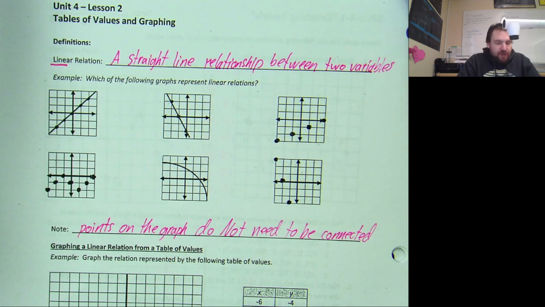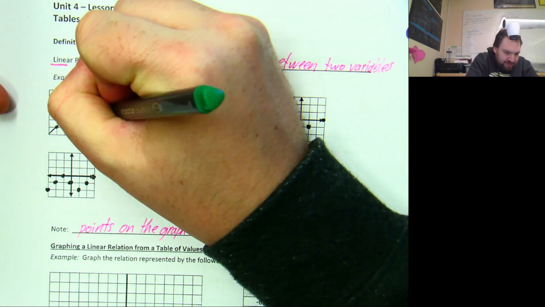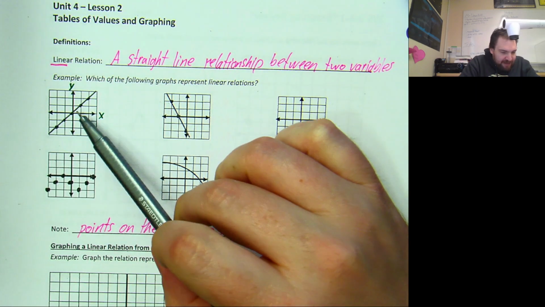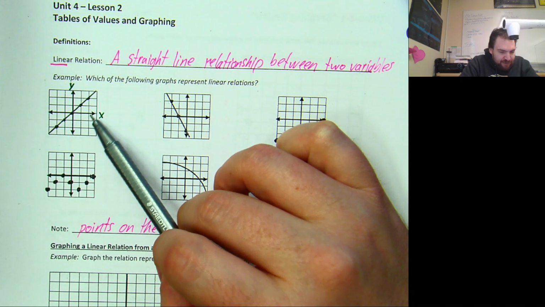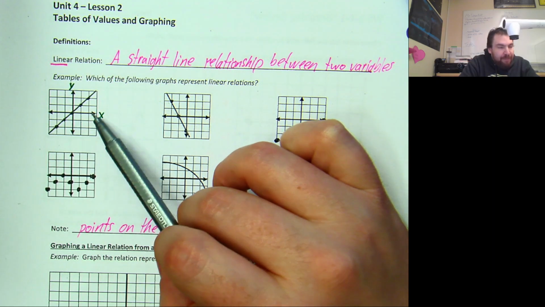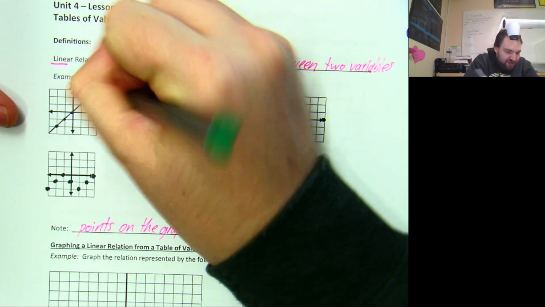So, which of these 6 graphs gives us a straight line relationship between the two variables? The first one does. This one here is y, this one here is x. If x is 1, then y is 1. If x is 2, then y is 2. It goes up by the same amount in both directions each time. So this one is, check.